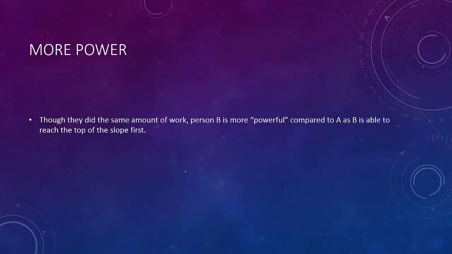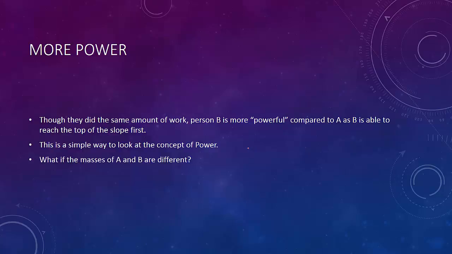Though they did the same amount of work, B is considered to be more powerful compared to A as he is able to reach the top of the slope first. So this is a simple way to look at the concept of power. So notice that in the first case, Alex and Ben, Alex is able to complete his task in 30 minutes while Ben completes in 40 minutes. So Alex is more able or more capable in that sense.